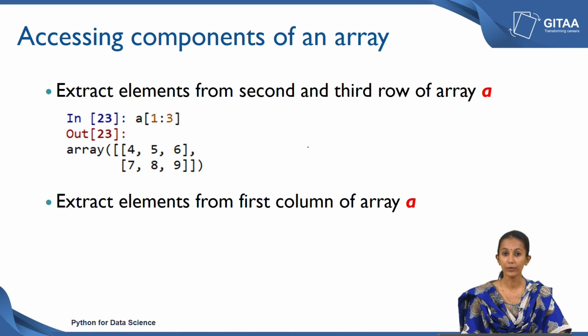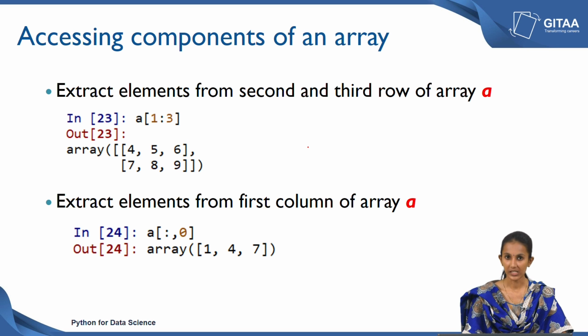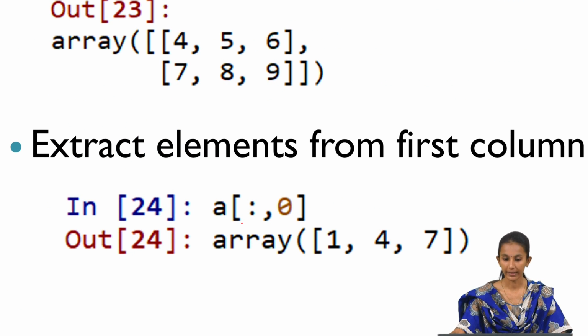Let us say we wanted to extract elements from the first column of array A. You specify the array name A, and inside the square brackets, colon, which means take all the rows, comma. I wanted to extract the first column, so the corresponding index number is 0. So, I give A[:, 0]. It prints the output of 1, 4 and 7.